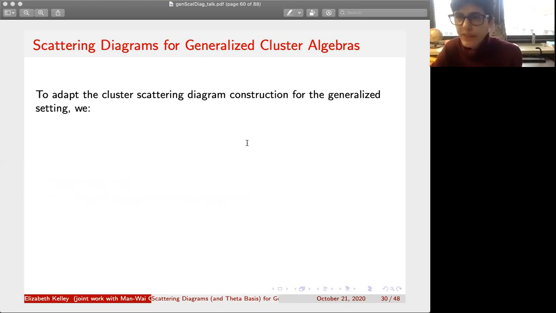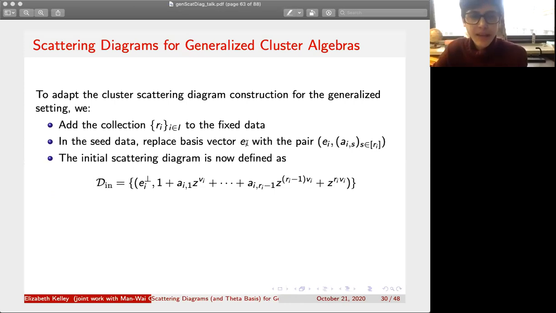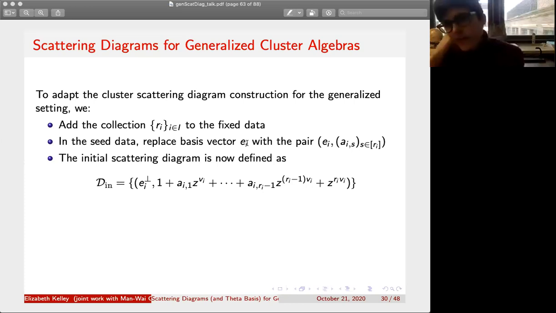And so then we went through and updated this construction so that it would work for these algebras. To do this, you have to add some information to the fixed data. You have to add information about what the degrees of these exchange polynomials now are. You have to add some information about the coefficients from the exchange relations. And then you also have to change the definition of the initial scattering diagram to reflect the fact that the functions we're attaching to our walls now often have more terms.